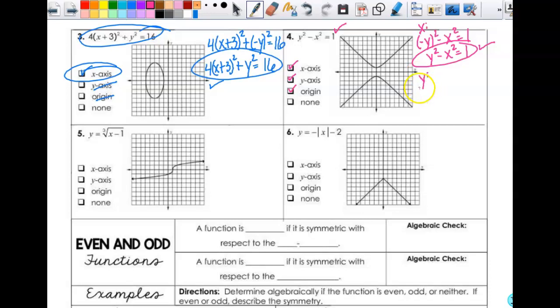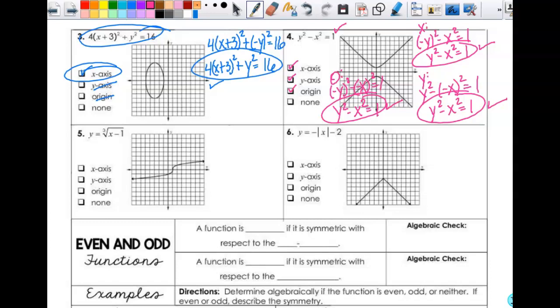So to confirm the y, I substitute in a negative x. So this is going to be y squared minus negative x squared equals 1. So I get that y squared minus x squared equals 1. And that matches as well. Then I'm just going to write on top of my graph because I don't have enough room either. And for the origin symmetry, I replace them both. So this is going to be negative y squared minus negative x squared equals 1, which gives me y squared minus x squared equals 1. And I've shown that all three work.